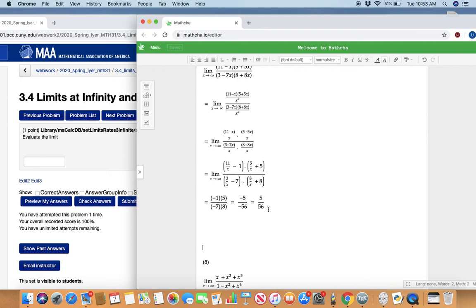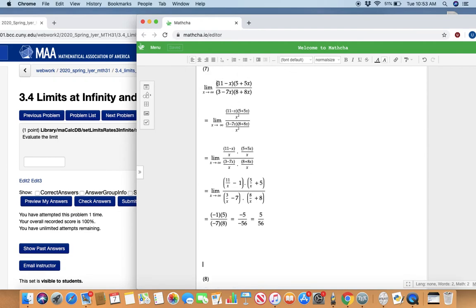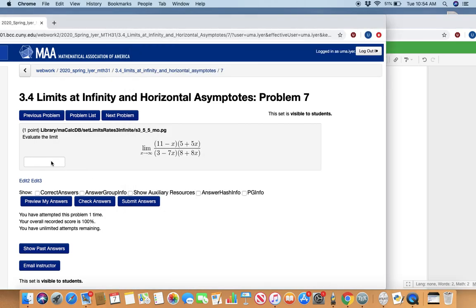over 56. So let me remind you, you could, if you wanted, multiply these two factors and get a polynomial, multiply these two factors, get a polynomial, you will get the same answer. I'm simply dividing by x squared in the numerator and denominator and then separating out the factors little by little. Okay. Final answer 5 over 56.